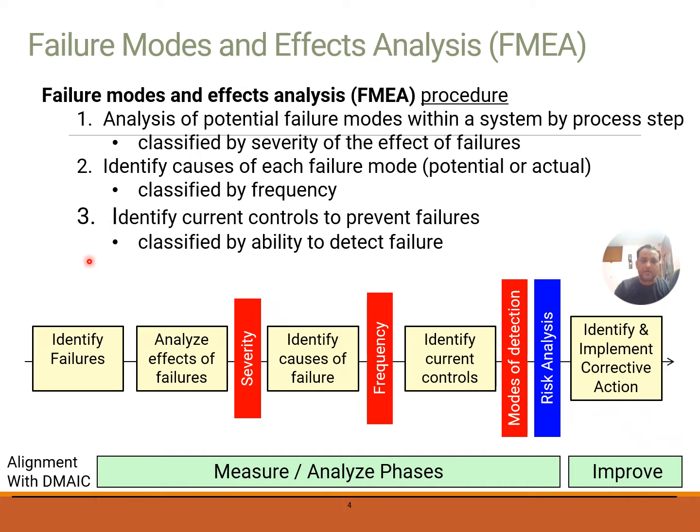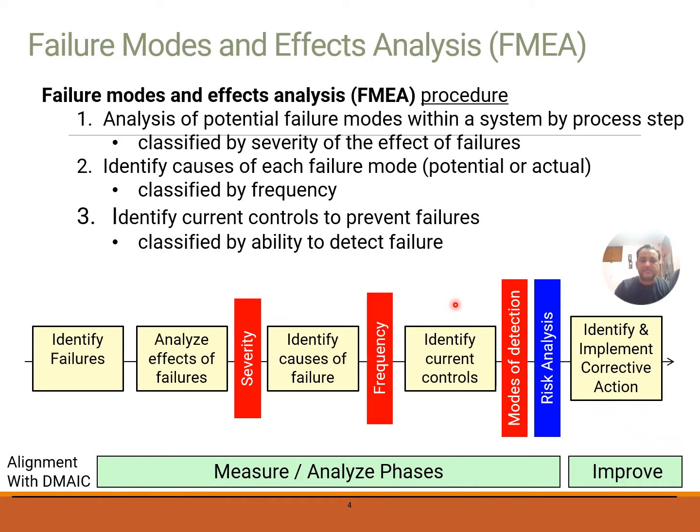Let us look at how the FMEA works. FMEA is a systematic approach to identify potential failure modes within a system, broken down by each process step. These failure modes then are classified based on the severity of their effects, that is here on our screen. Next, we identify the cause of each failure. They may be the tentative cause at this moment, and then we evaluate the frequency of each cause. How often that problem happens by the certain cause.